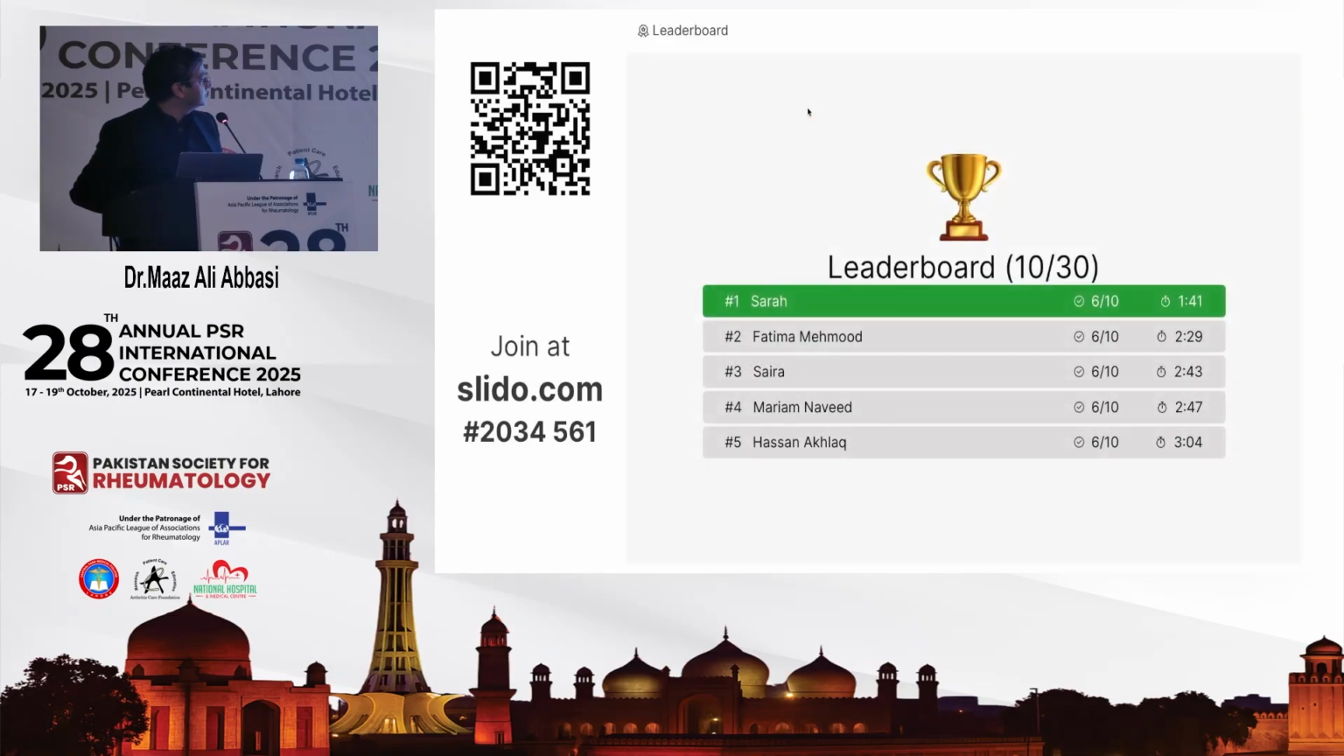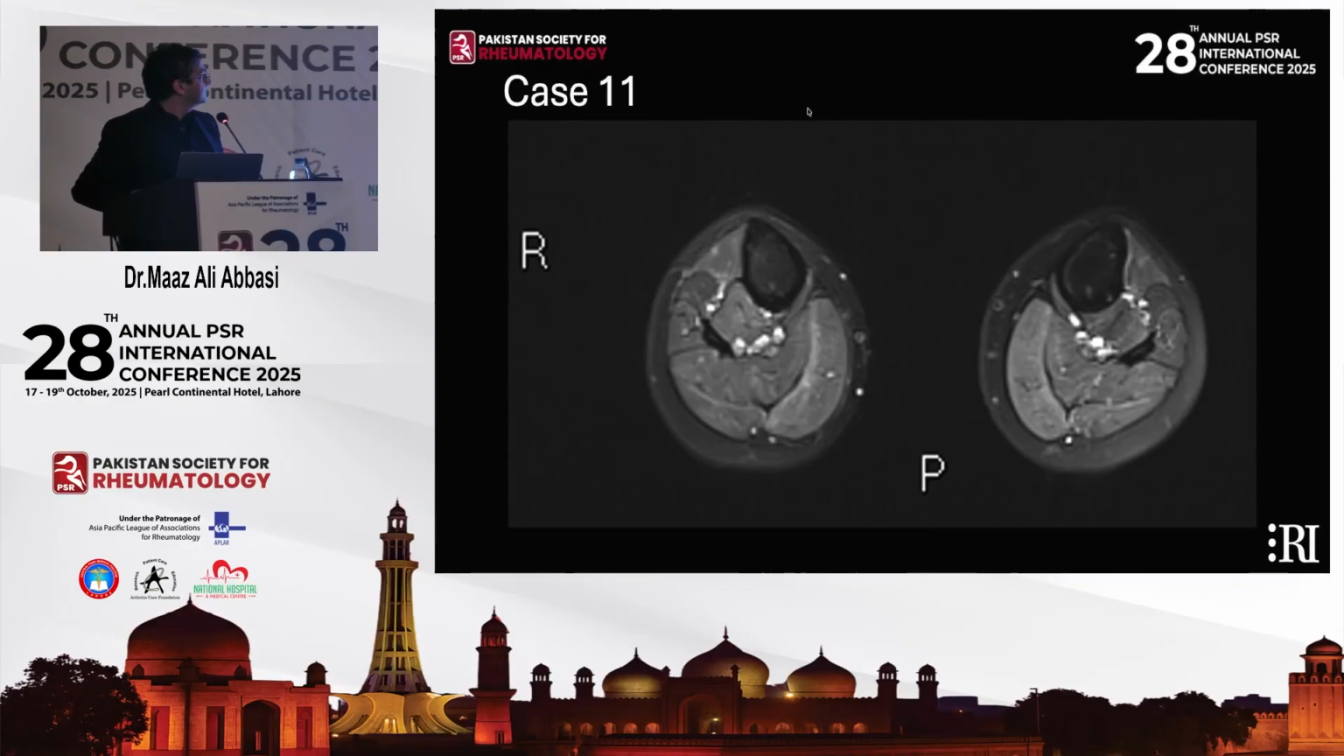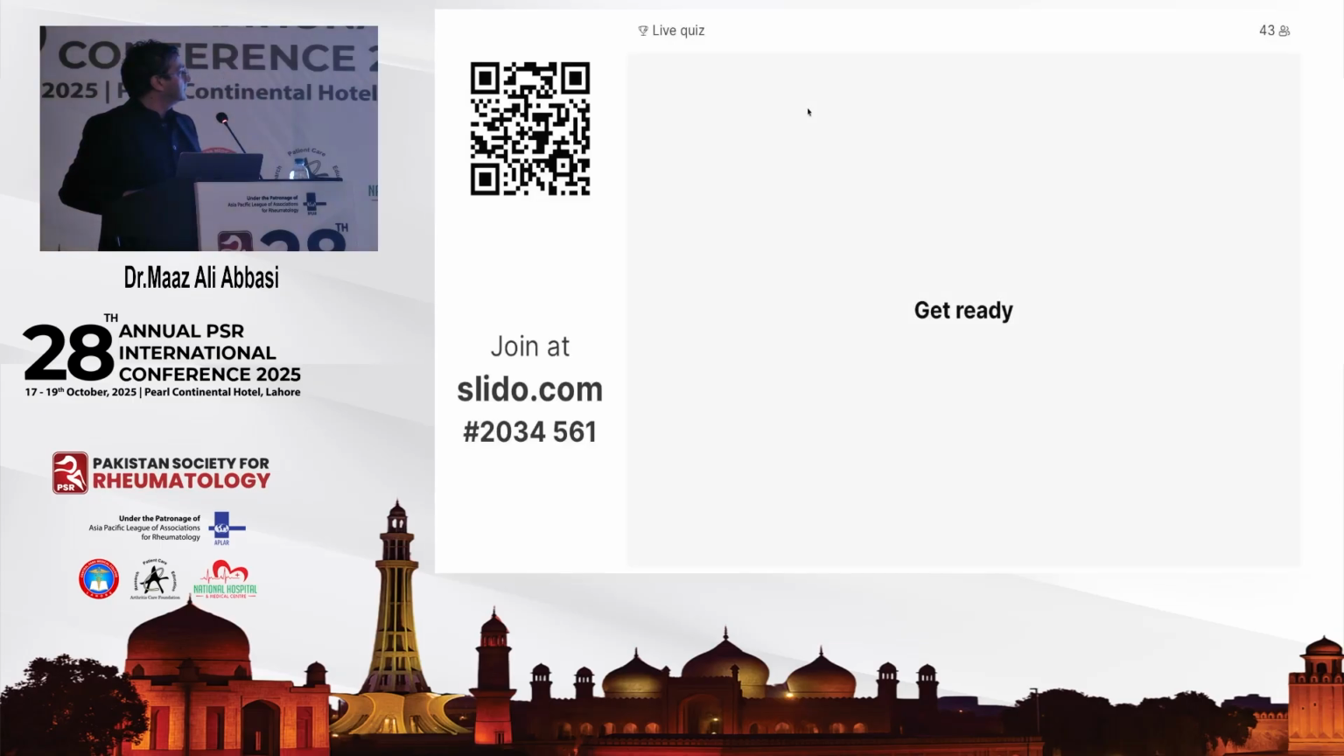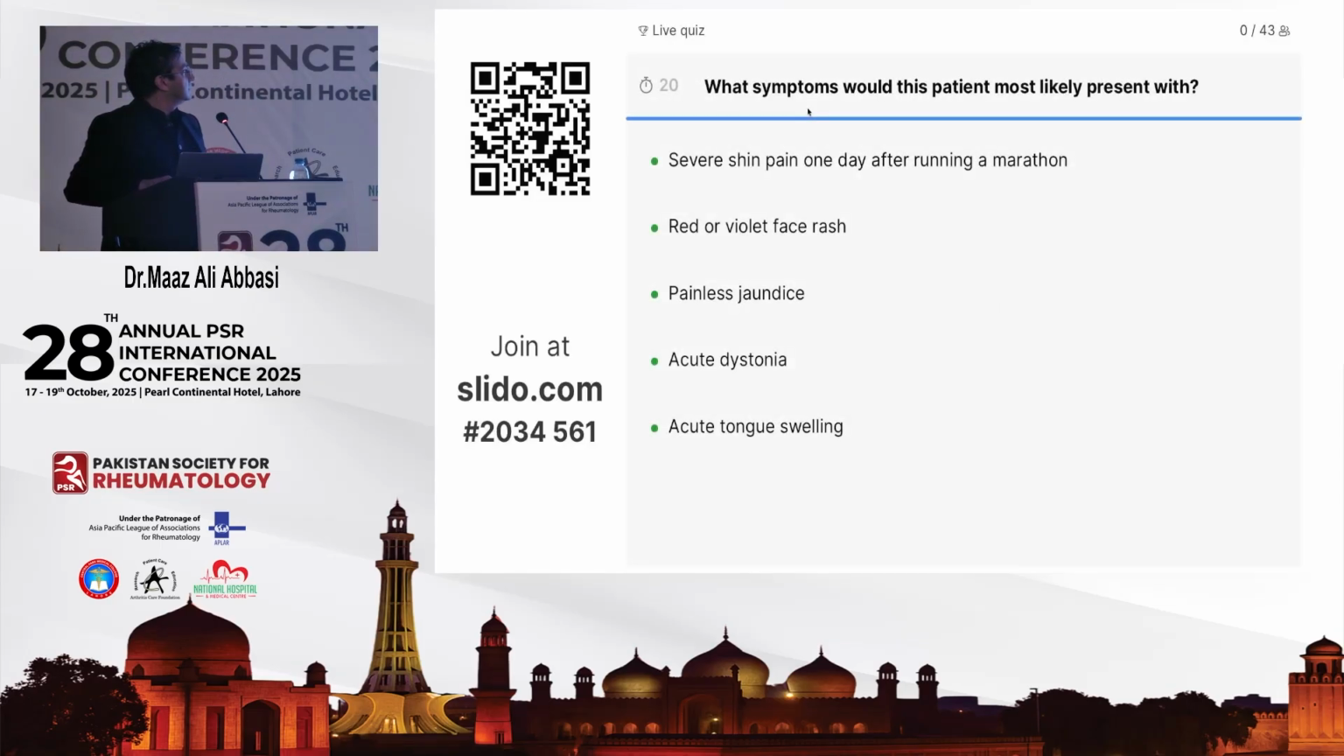Right, let's see what the leaderboard's looking like now. Sarah's powering on ahead. Okay, next. Okay, this is hard. This is both lower limbs, if anybody wants to know. Okay, so let's go. What symptom would this patient most likely present with?